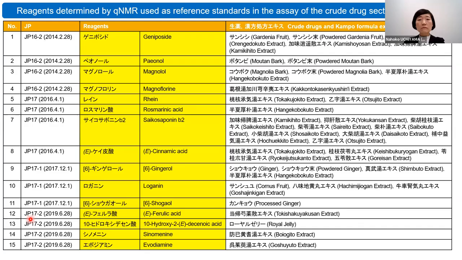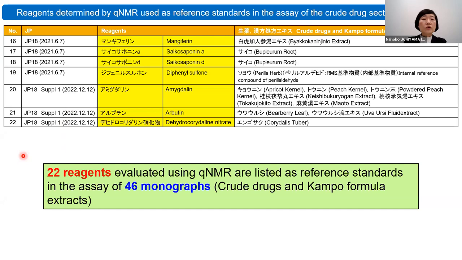This slide shows a list of reagents determined by QNMR that are used as reference standard in the assay of the crude drug section in the JP. As of February 2023, 22 reagents evaluated using QNMR are listed as reference standard in the assay of 46 monographs.